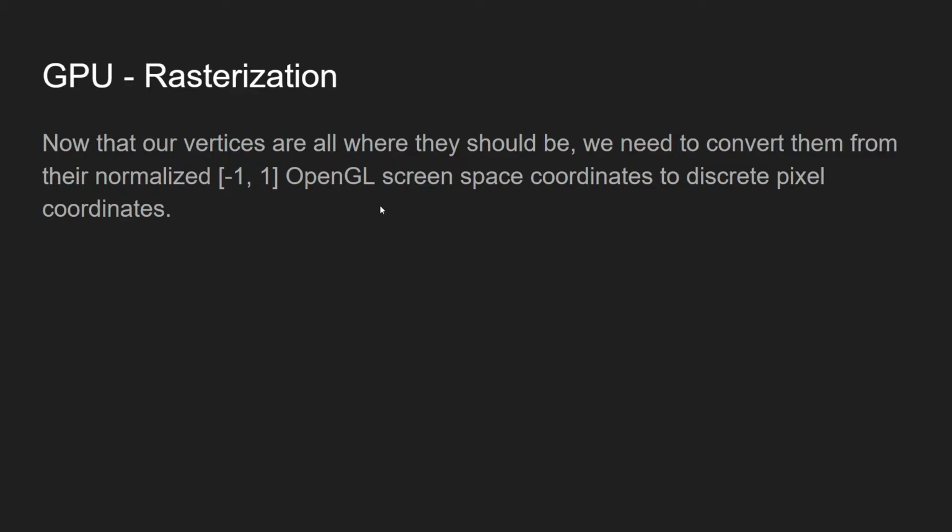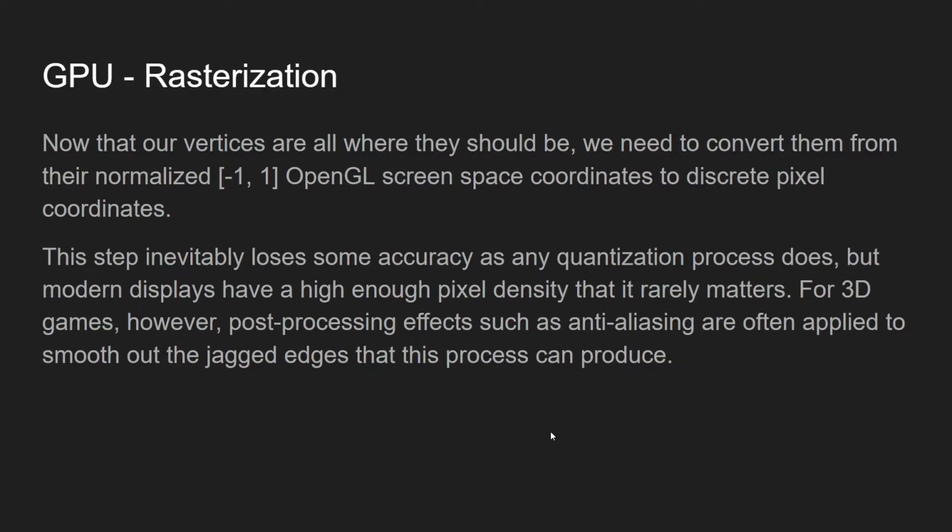So now that our vertices have been transformed and they're where they should be, they're still in this sort of weird, fake -1 to 1 range, right? And we need to convert them to real integer pixel values on our screen. This step loses some accuracy. It's just a quantization process. It takes this, not technically, but theoretically, continuous range of the -1 to 1 float values and maps them onto this discrete range of integer pixel values.